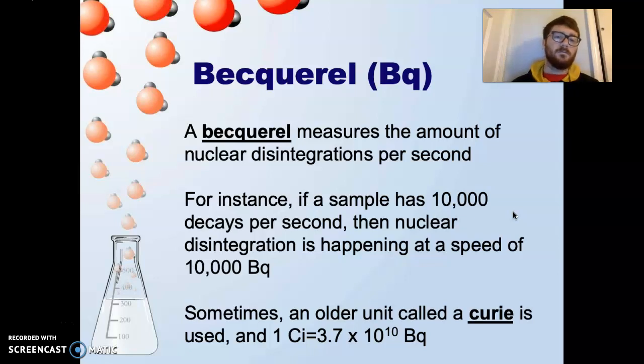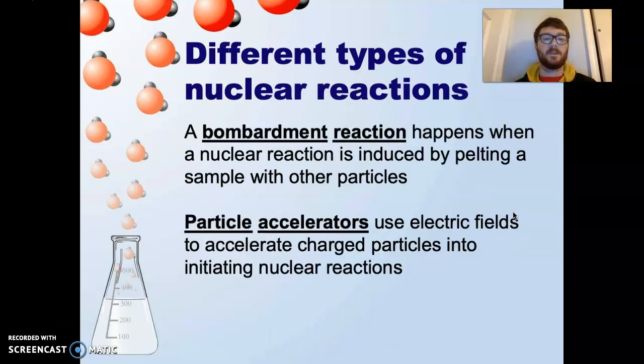A becquerel measures nuclear disintegrations in a second. And sometimes an older unit like a Curie, named after Marie Curie, a very famous female scientist, is used, depending on, of course, the institution you're in. And those measure the speed at which a nuclear reaction is happening, the amount of nuclear disintegration per second. Just a couple more things here before we end 17.3.